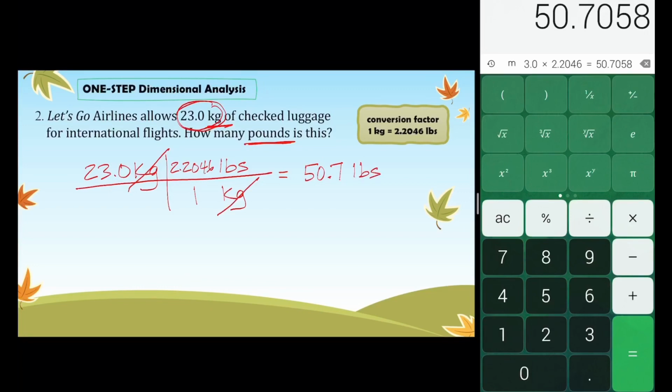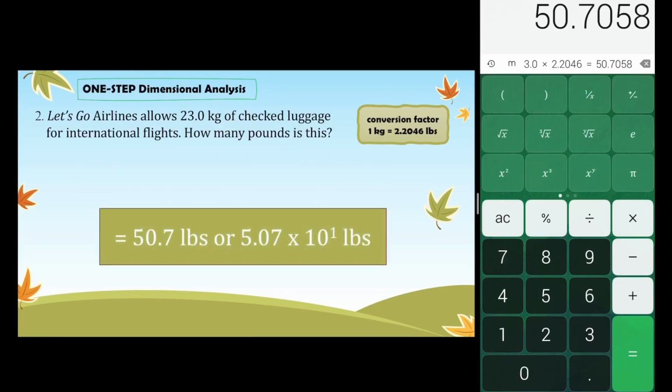If the instructions ask you to change your final answer to scientific notation, then again, you would move the decimal over 1 place to the left. Remember, there's only 1 non-zero integer allowed in front of the decimal when you're recording numbers in scientific notation. Since we're moving to the left, we would add to our exponent. So our final answer comes out to 50.7 pounds, or 5.07 times 10 to the power of 1 pounds.